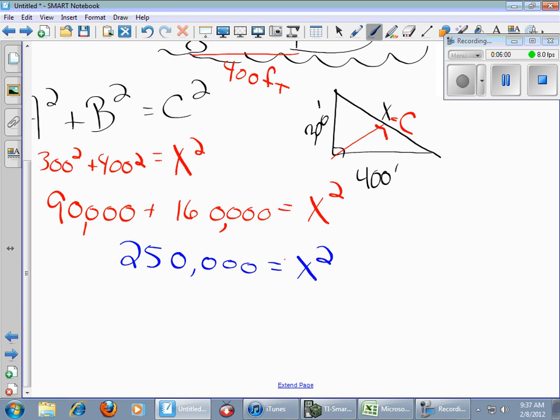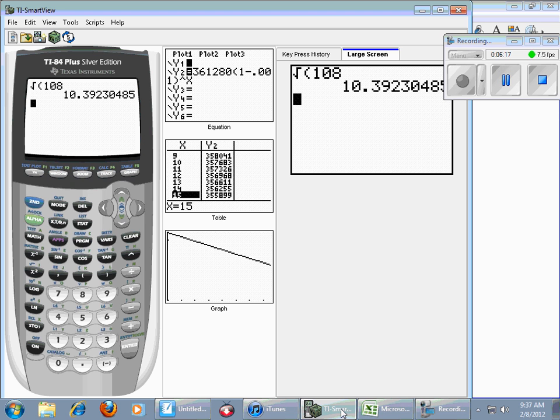Okay, so Gary Frederick could tell us to undo the square, we need to take the square root. Now a calculator can help you. Actually, this is a real easy one. X is going to come out to be 500 feet. But just to prove it to you, I'm going to take the square root of 250,000. And there we go, 500.